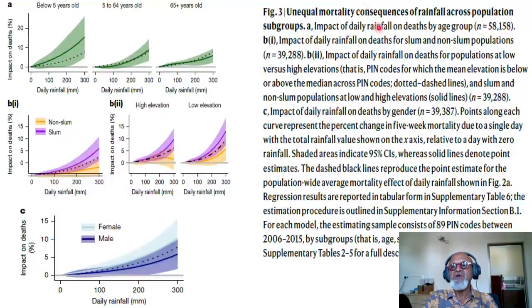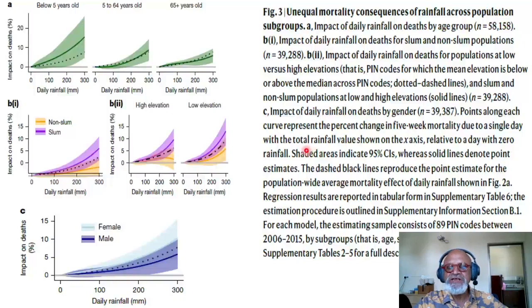Okay, so this is unequal mortality consequences of rainfall across population groups. You are again looking at impact on deaths for stratified age groups below 5 years old, 5 to 64, and 65 plus years old. There are some details in terms of all population, and so let's read that a little bit here. Impact of daily rainfall on deaths by age group. The sample size is more than 58,000. B, impact of daily rainfall on deaths for slum dwellers and non-slum dwellers, age groups, and then female and male. But here, let's read the spread. Impact of daily rainfall on deaths by gender. Points along each curve represent the percentage change in 5-week mortality due to a single day.